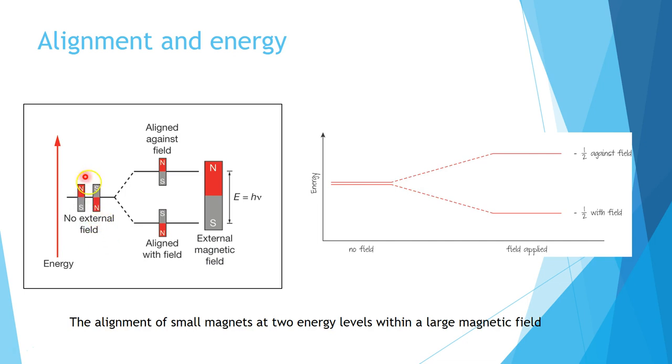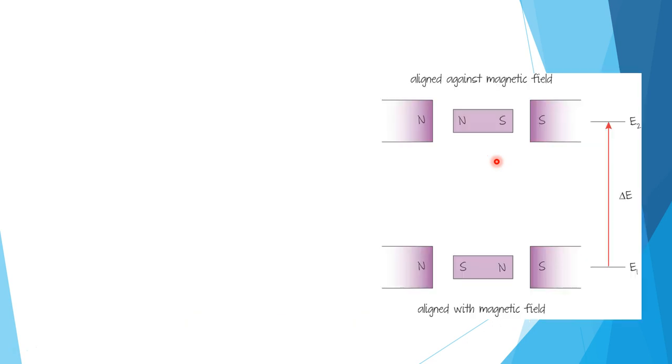So if we have no external field, the little bar magnets that are atoms will basically align randomly. But as soon as we put in a magnetic field, they can align with the field or against the field. With the field is a lower energy, against the field is a higher energy. Okay, so with the field, low energy, against the field, high energy. And it's these two energy states that we're going to change between.